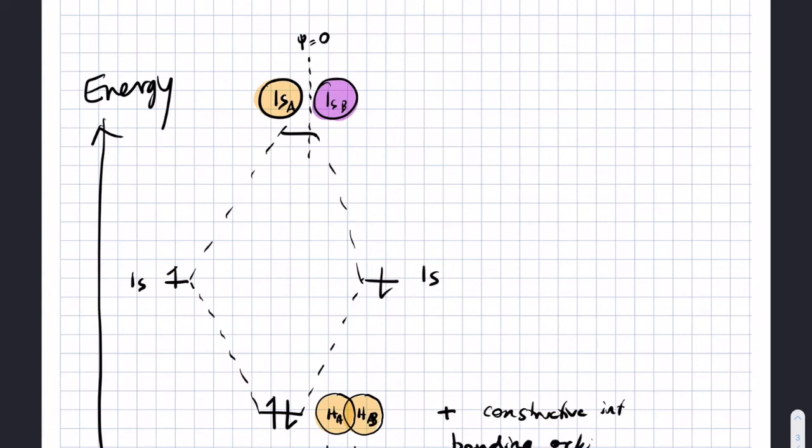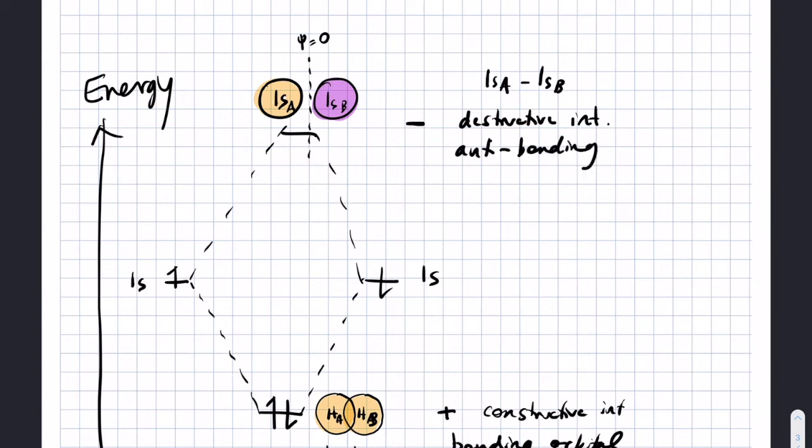orbital. That's what holds the molecule together. But somewhere up there at a higher energy level, empty but still there, is your minus combination, your destructive interference combination, the 1sA minus 1sB, and we're going to call this an antibonding orbital. Okay? Questions so far? Yeah?